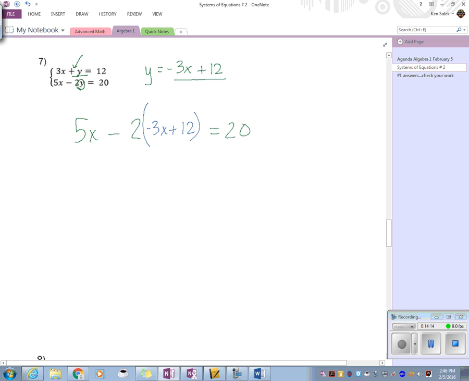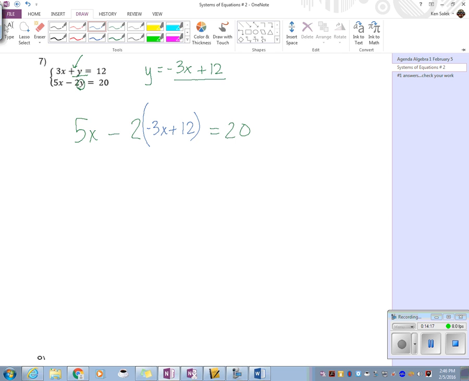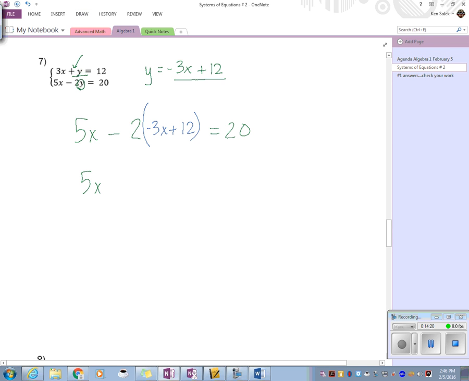Now I can use the distributive property. So 5x plus 6x, because negative times negative is positive, minus, because negative times positive is negative, 24, equals 20. So 11x minus 24 equals 20. Add 24 to both sides, so 11x is equal to 44. So x is equal to 4.